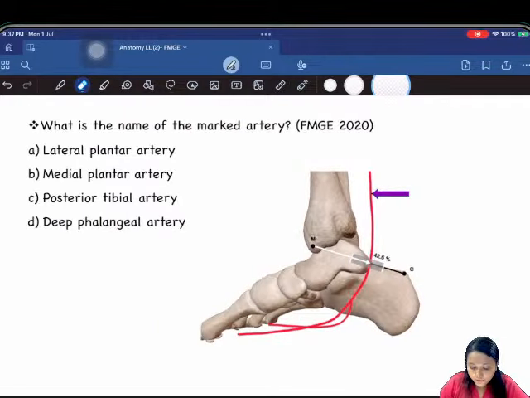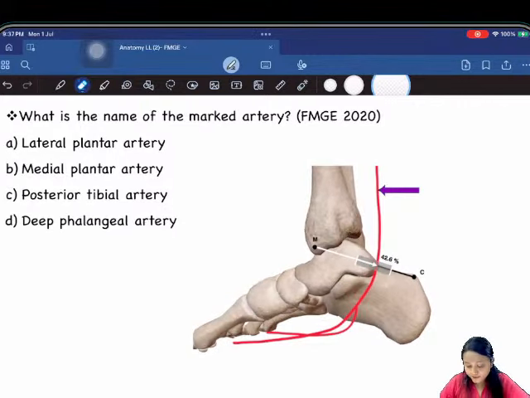What is the name of the marked artery? So anybody from the chat box wants to answer this. ये कौन सा artery है जो मैंने purple arrow से mark किया है? What is this artery? Anybody who wants to answer this question? What is this marked artery?